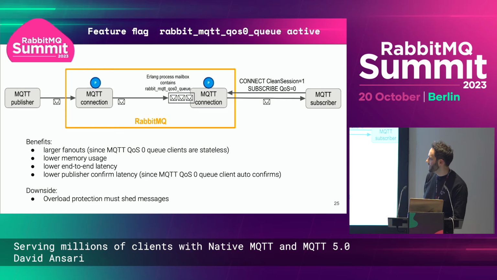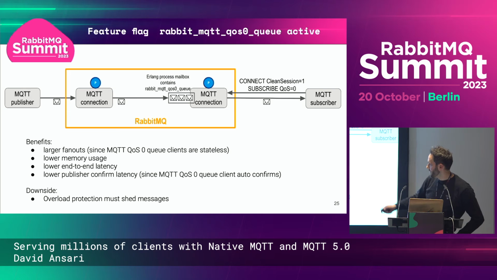So first of all, and this was the main reason we implemented it, it allows for larger fan-outs, so sending a single message from the cloud to all your MQTT devices. And this is because the QoS 0 queue clients are stateless. So these queue clients reside in the MQTT connection process, or queue clients can also reside in the channel process. And normally they keep state to the queue server process, like either for flow control or for publisher confirms. And this is special, this queue type, because it's stateless. So it just fires and forgets the message. Whether it arrives, it doesn't care.